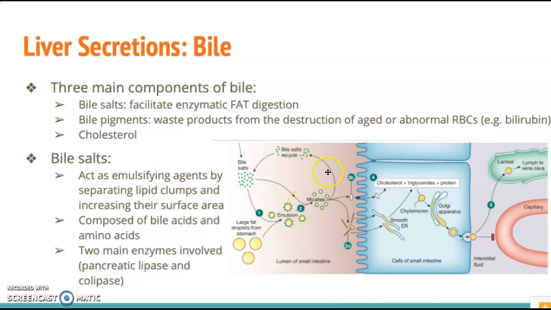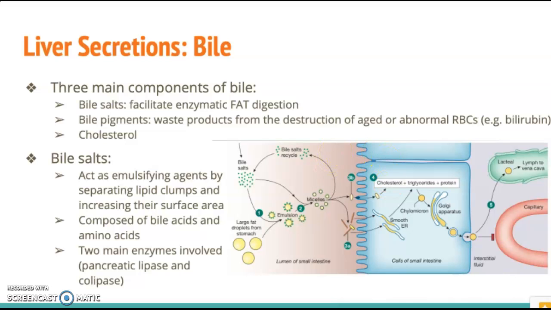And this happens with the help of two main enzymes. The first one is pancreatic lipase, and then there's also colipase, which break down the fats into monoglycerides and two fatty acids. And that's what's stored in the micelles. So lipase is the enzyme that removes two fatty acids from the triglyceride molecule, and colipase displaces the bile salts and allows the lipase to access the fats inside of the bile salt coating.